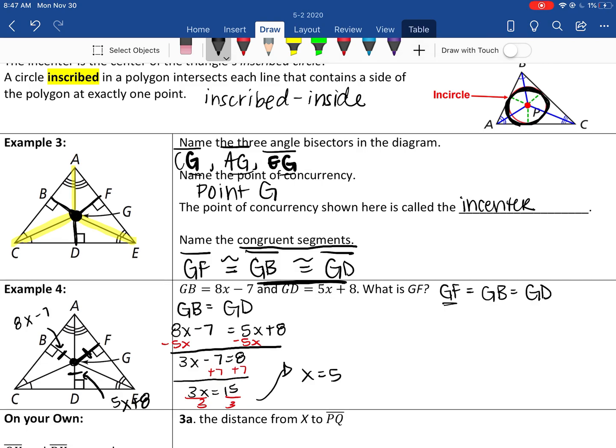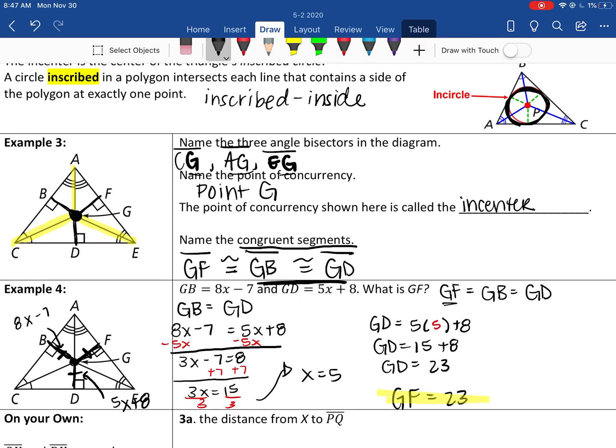So I'm just going to go ahead and plug it into GD right down here. So that is 5 times my value of x, which is 5, plus 8. So GD is 15 plus 8. And when you add those, you get 23. So I know that this segment's 23. But again, that segment is congruent to the other two, GF and GB. So therefore, GF is also 23.